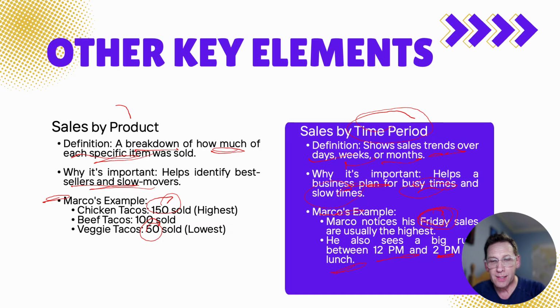Now, the sales by product and the sales by time period are only two key elements on your sales report that you can look at. There are so many other elements and key metrics that you can look at depending on what you want to know. You can look at things like average transaction. There's just so many.